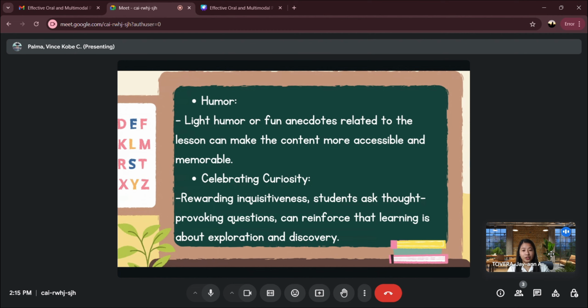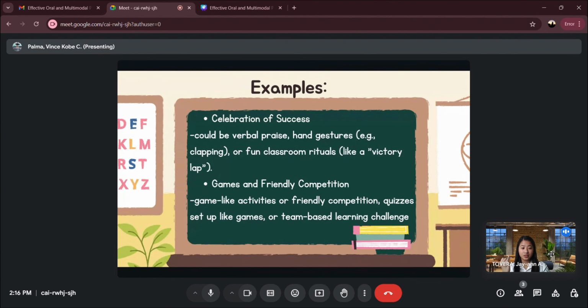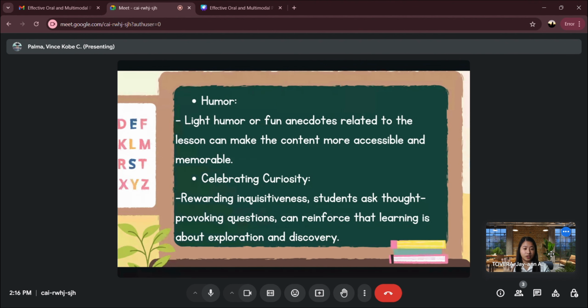Lastly is celebrating curiosity. This one is rewarding inquisitiveness. The students are asked provoking questions, and this can reinforce that learning is about exploration and discovery. When your teacher asks you provoking questions and you answer correctly, the feeling is good, right? It's like you have fulfillment because you answered a question that is hard, not just for you, but for your classmates too. After the examples, just a recap: celebration of success, games and friendly competition, humor, and celebrating curiosity.